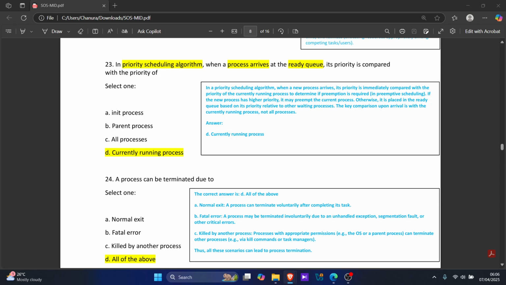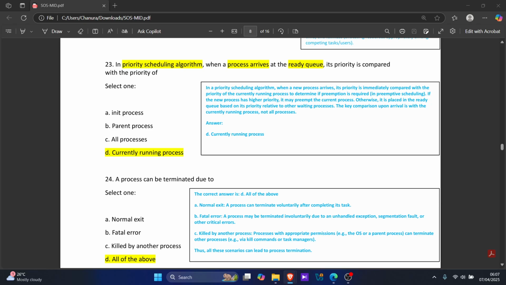But the question is asking which one is compared when the process arrives? So the answer could be both, but the options don't have that. So perhaps the answer is D. Because in a preemptive system, the immediate comparison is with the current process. But if the system isn't preemptive, then it's just added to the queue, compared with all there. Since the question doesn't specify, but in standard priority scheduling, the answer is likely D, currently running process.